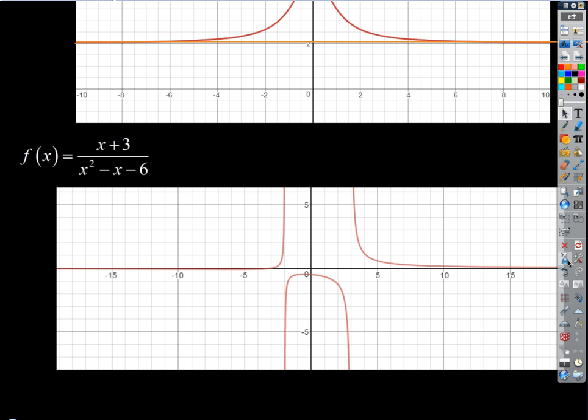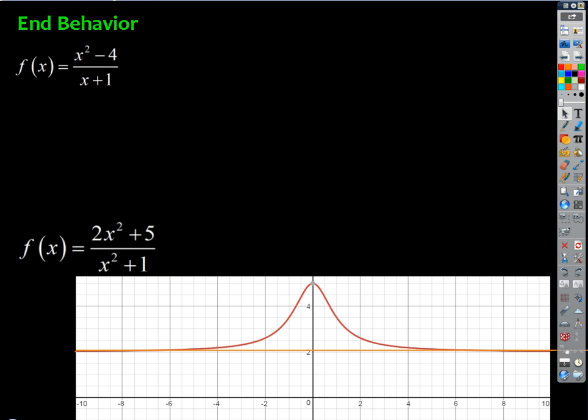Okay, and that's what this one would look like, right? So notice the end behavior. We've got this horizontal asymptote shared at both ends, y equals 0. Okay, last case. Make a prediction for me first.